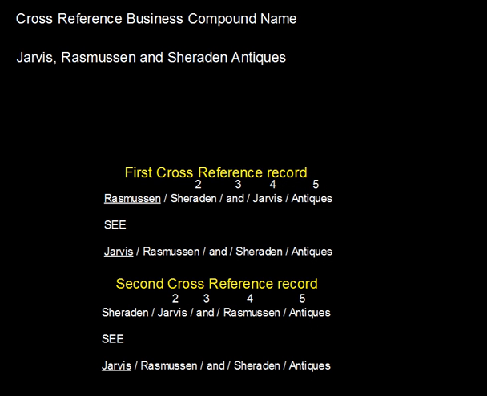Let's look at a cross-referencing rule for a business name. I'm sure you've probably seen business names that have the names of all of the owners in the business name. In this case, we're looking at one called Jarvis, Rasmussen, and Sheridan Antiques. What we want to do, first of all, is to correctly index and code this record.